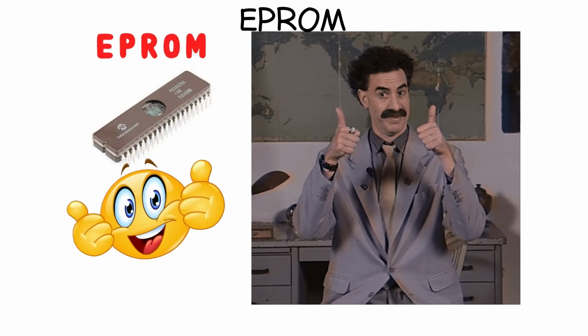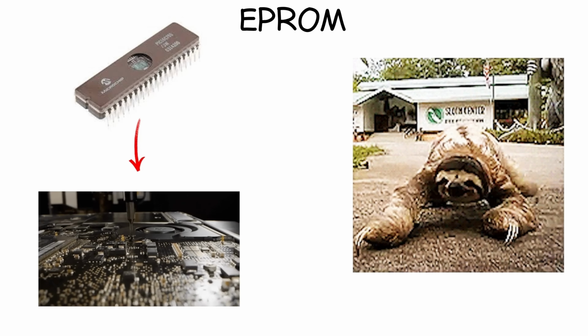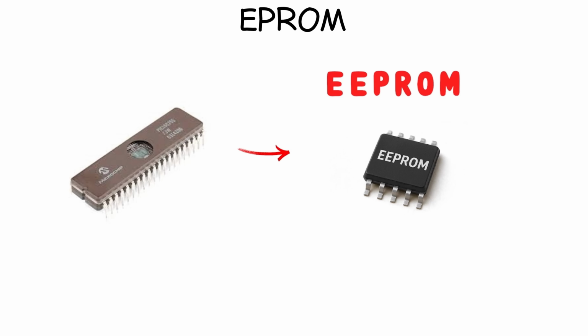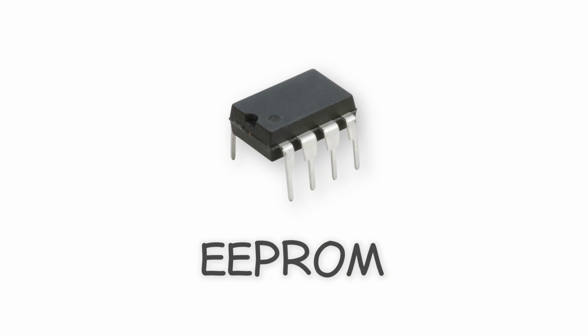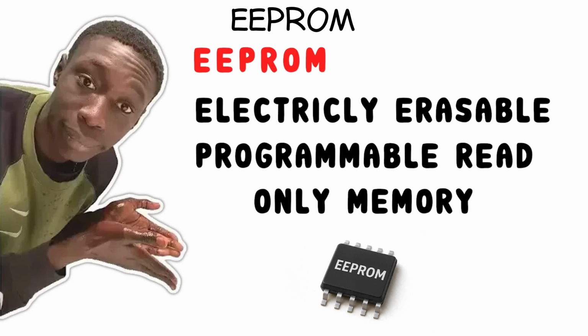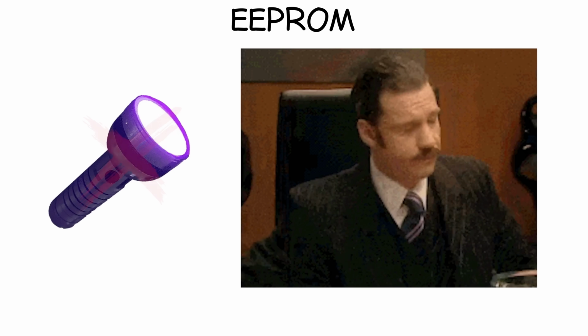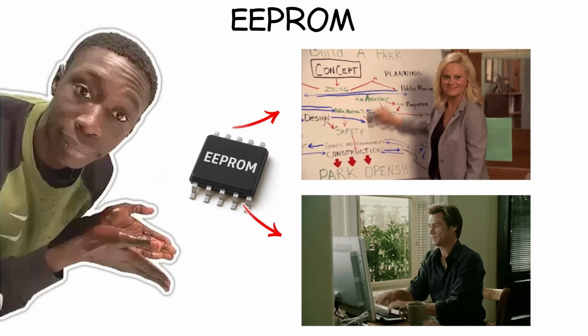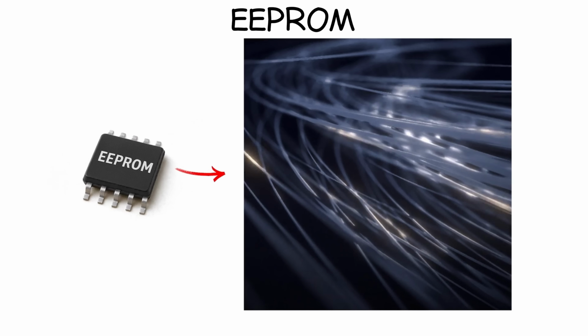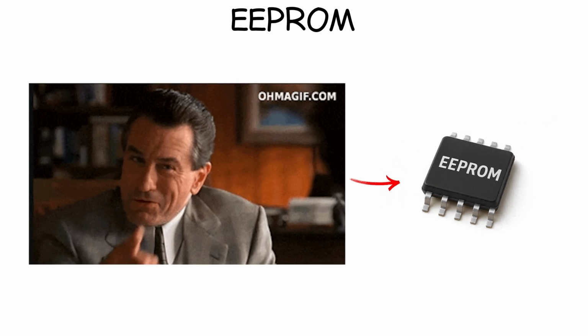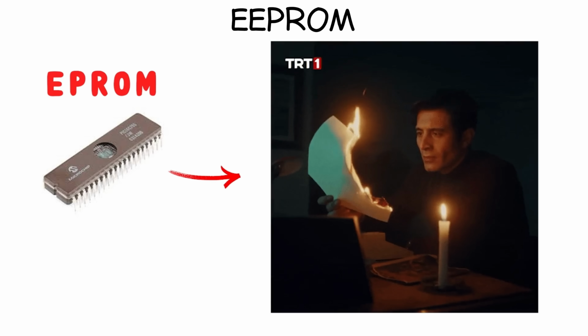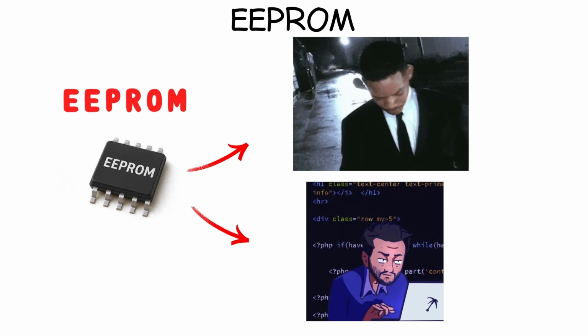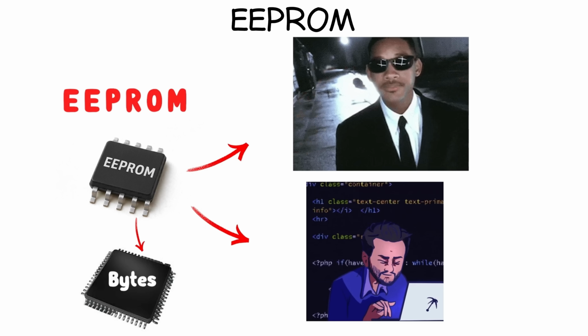EPROM was a big improvement, but the slow process and need to physically remove the chip drove the development of EEPROM. EEPROM stands for Electrically Erasable Programmable Read-Only Memory. Instead of ultraviolet light, EEPROM can be erased and rewritten using electrical signals while the chip is still installed in the device. Another improvement is precision. EPROM erases the entire chip at once. EEPROM lets you erase and rewrite individual bytes without touching the rest.